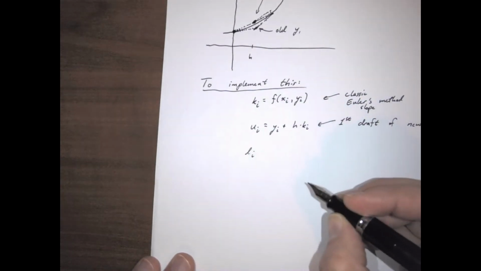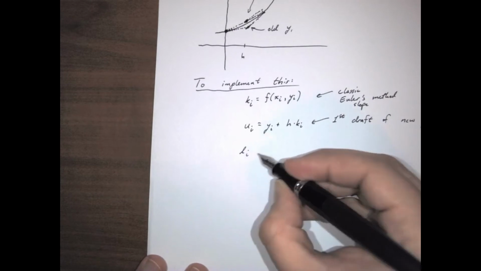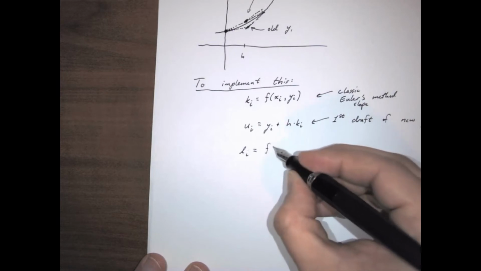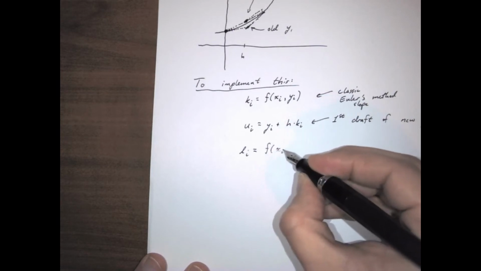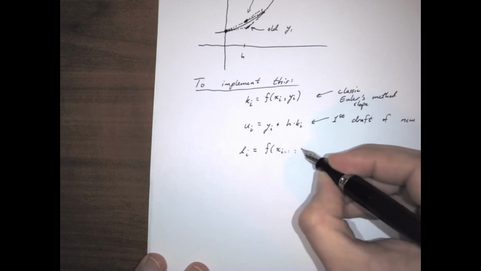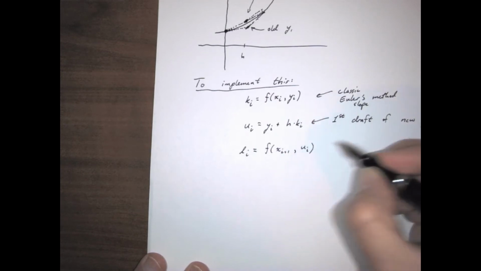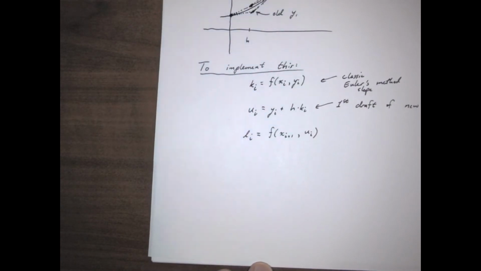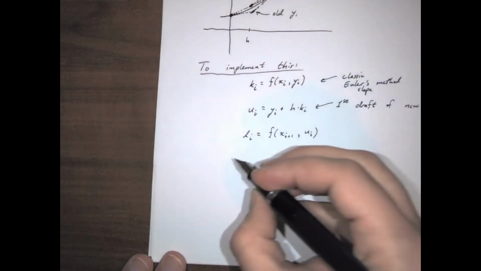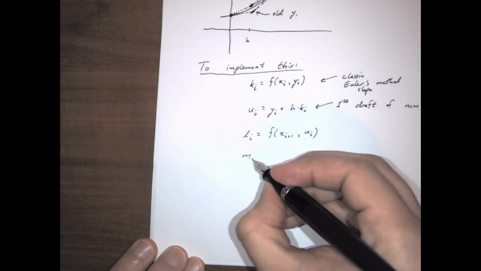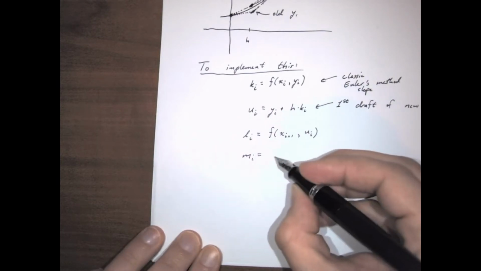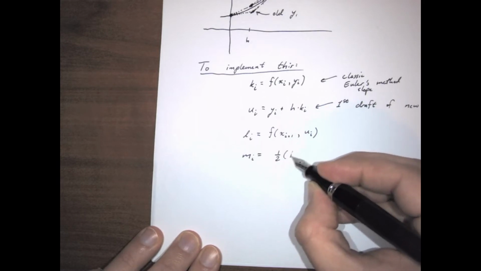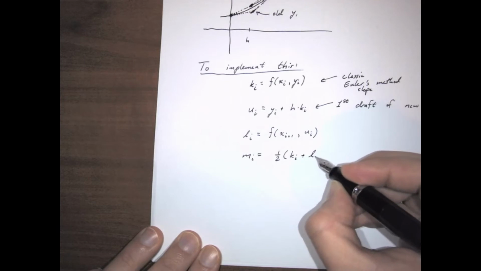And then one more letter, we'll just say L. It's another letter that's like M, but different. So Li would be f of the next x value and the projected y value here. And then finally, Mi would be the average, 1/2 Ki plus Li.